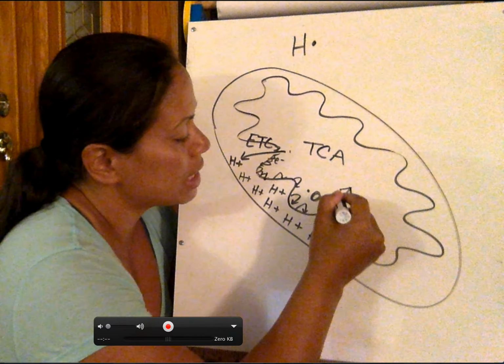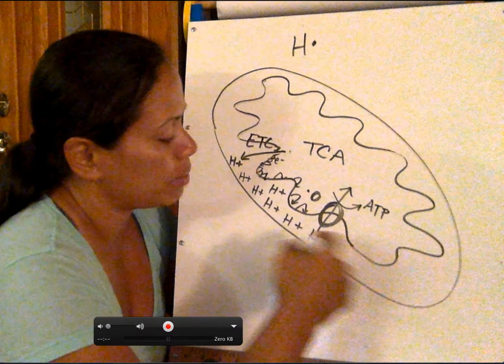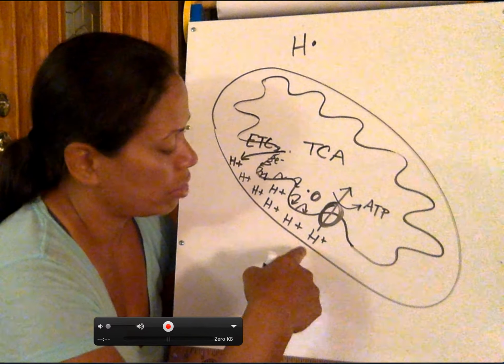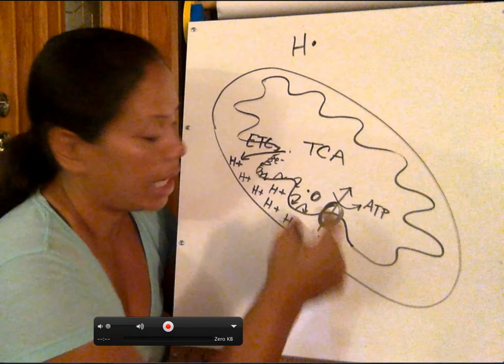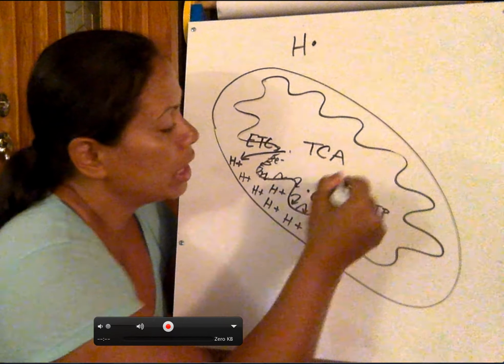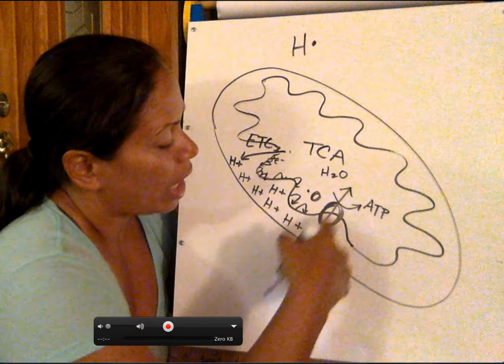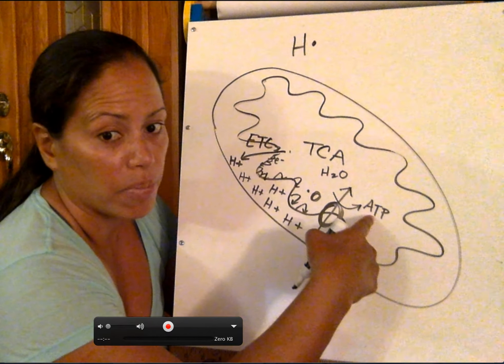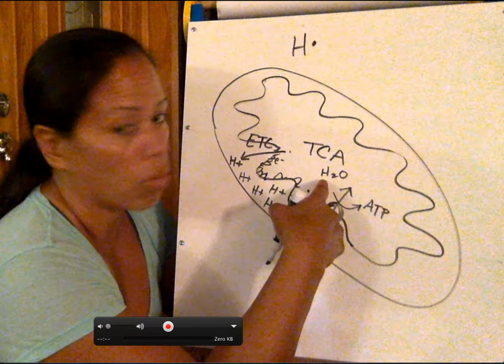And this pump is an ATP generator. It generates ATP every time you pump your hydrogen across. The result of pumping hydrogen and having oxygen available is H2O. I generate ATP, and a byproduct of my ATP generation is water.